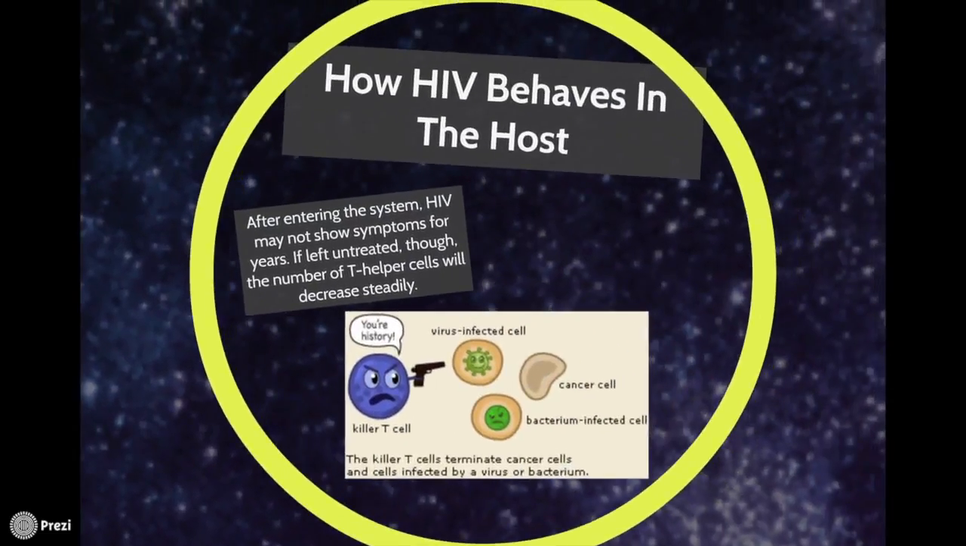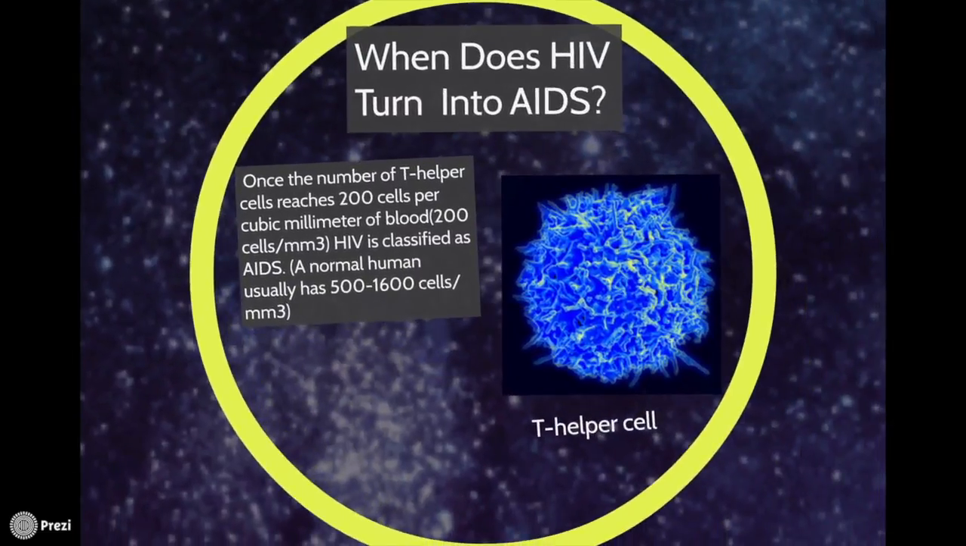How HIV behaves in the host. After entering the system, HIV may not show symptoms for years, but if left untreated, the number of T helper cells will decrease steadily. When does HIV turn into AIDS? Once the number of T helper cells reaches 200 cells per cubic millimeter of blood, HIV is classified as AIDS.